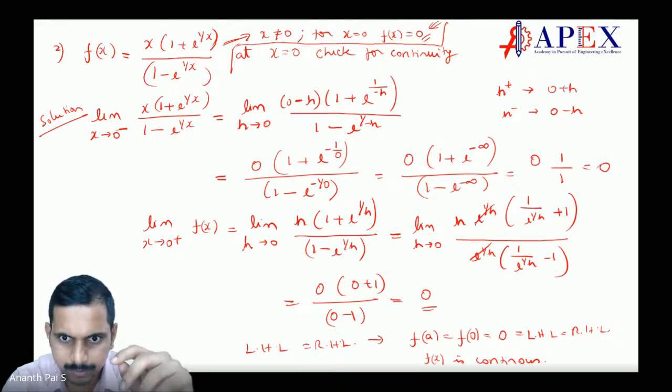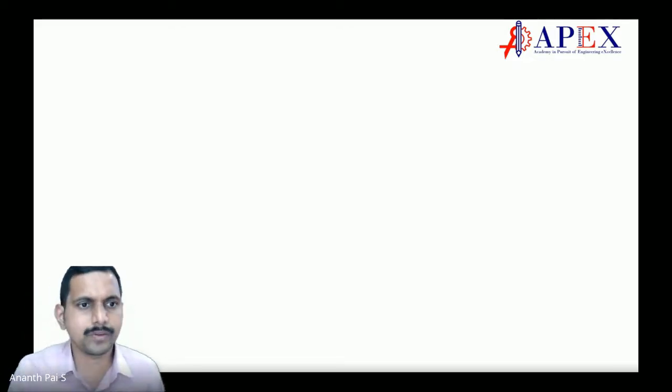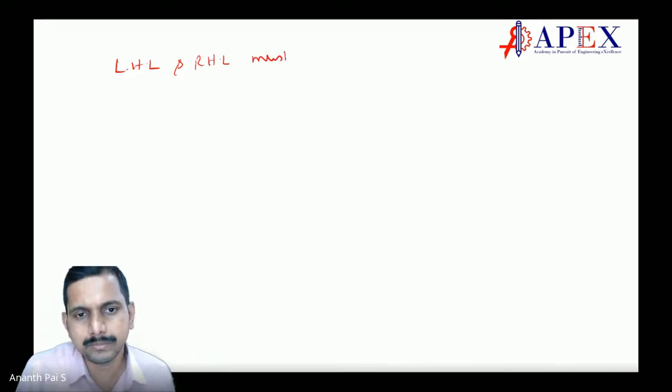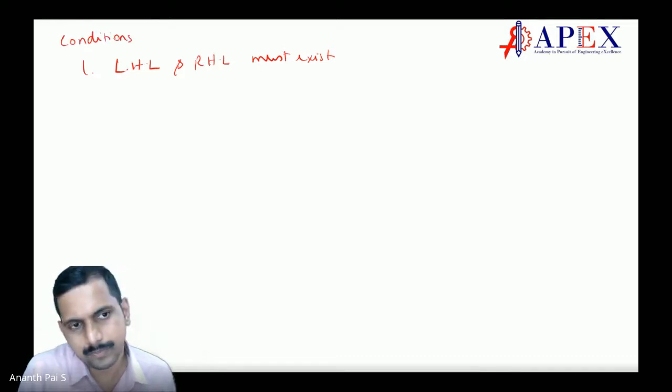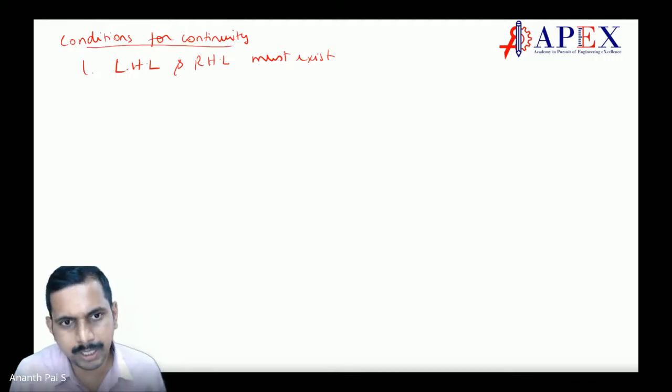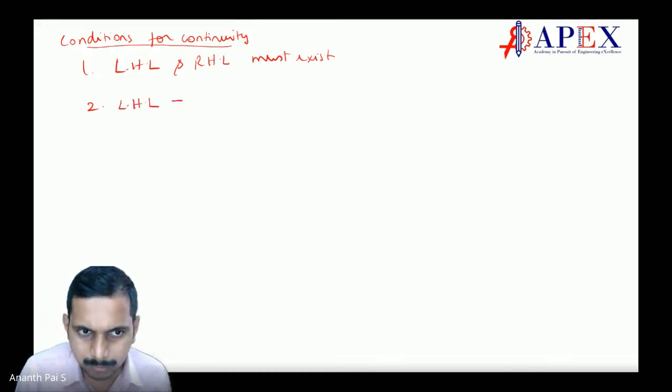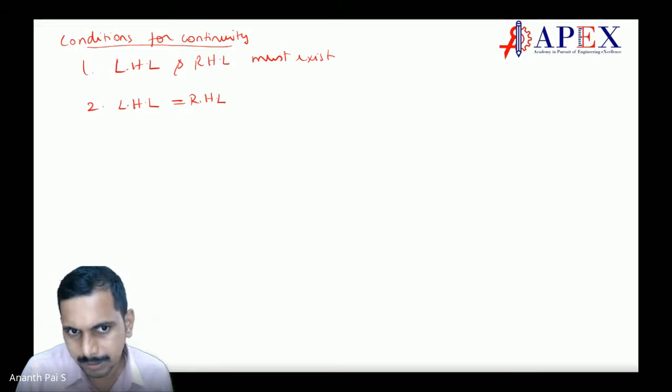Again, I'll repeat. What are the conditions for continuity? For something to be continuous, there are three things. First condition, left hand limit and right hand limit must exist. Second one, left hand limit should be equal to right hand limit. That means limit must exist.